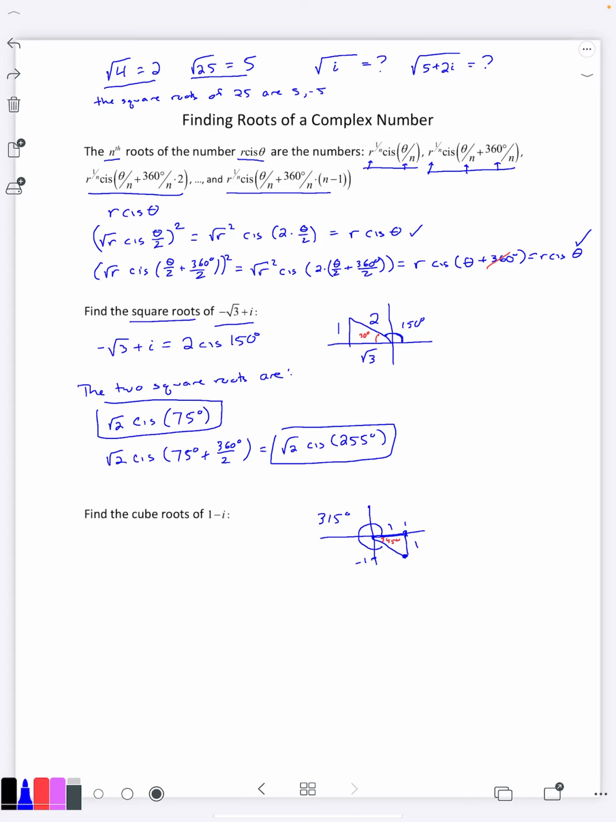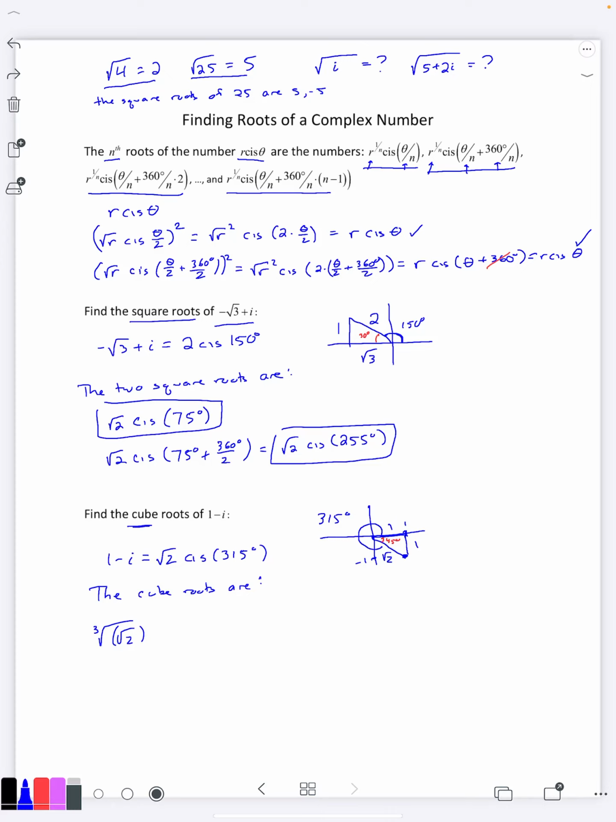So we have this here. We can write 1 minus i. Oh, and the hypotenuse, which is the magnitude, square root 2. So square root 2 CIS 315 degrees. Now that is the trigonometric form of the complex number they gave us. If we want to find the cube roots of it, the first one is you take the beginning number, square root 2, and then you take the cube root of that number.